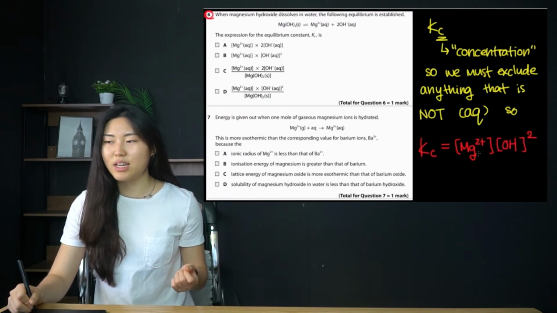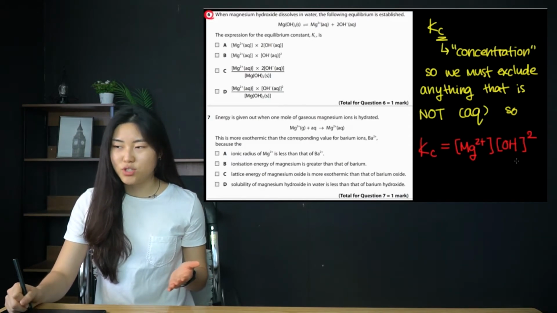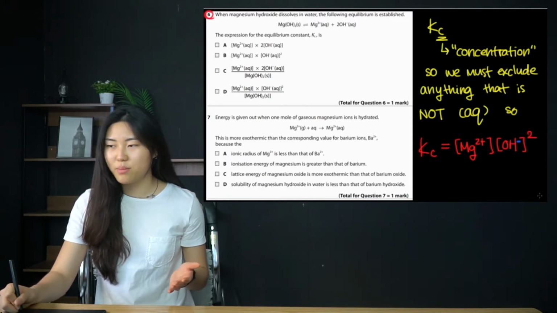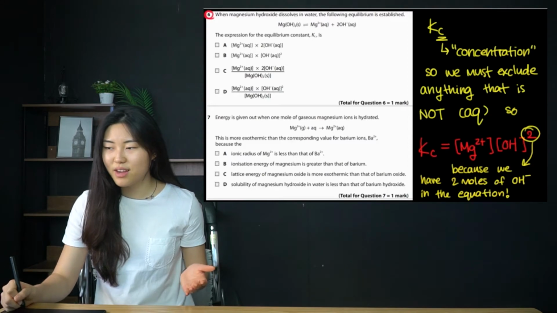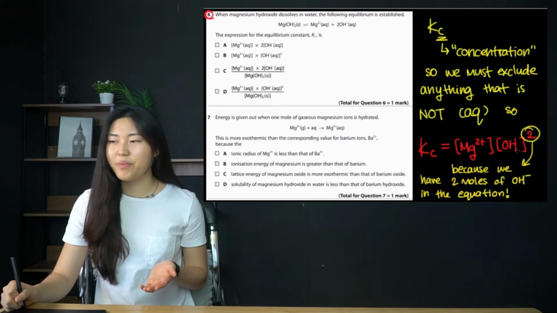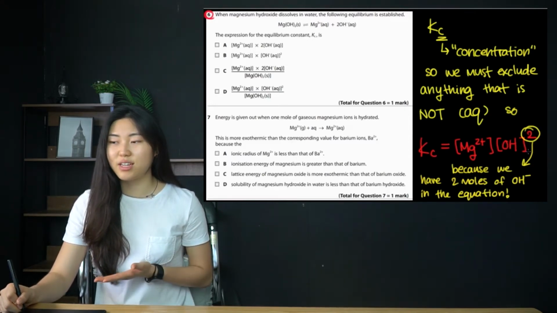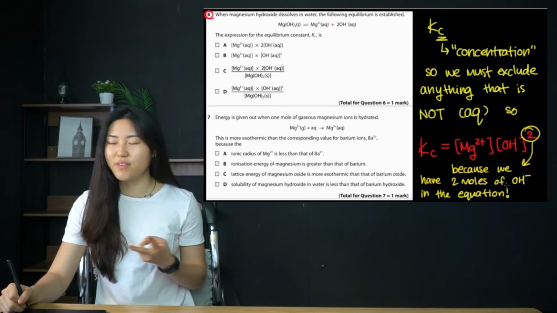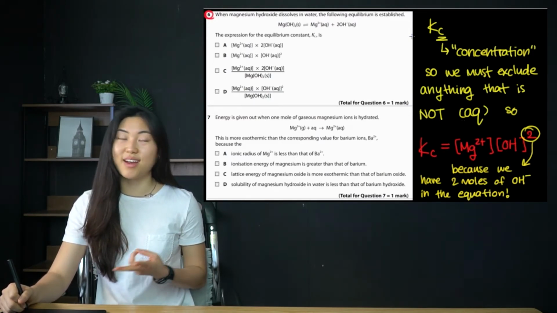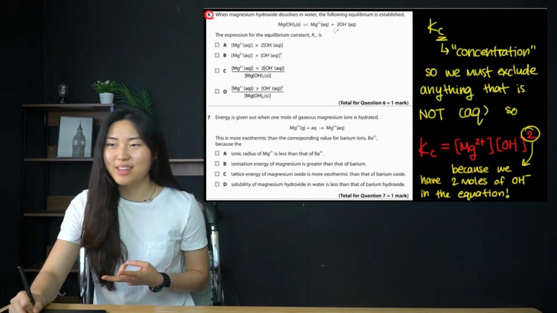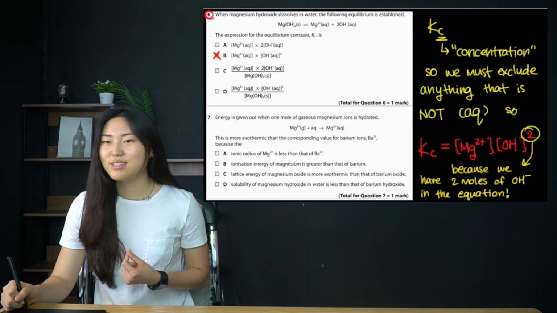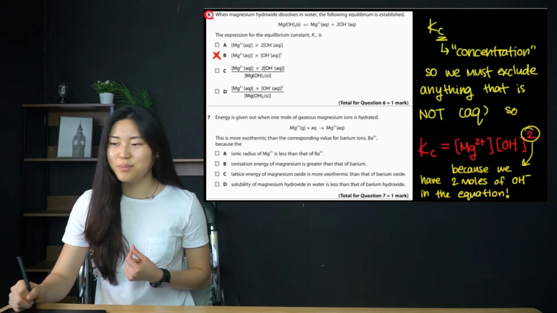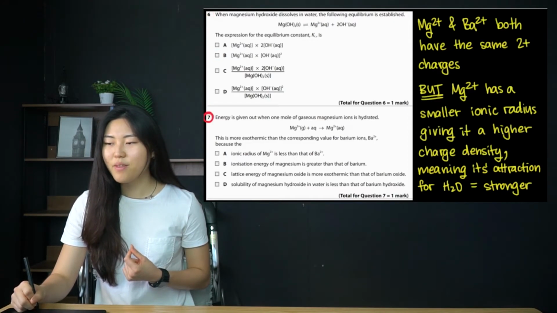So the Kc is going to be Mg2+ and just OH. Whoops, I forgot the minus sign over there: OH minus. Obviously, the hydroxide ion has to be squared because we have 2 hydroxide ions in the equation. So yeah, the answer has to be B. Right, okay, and number 7.